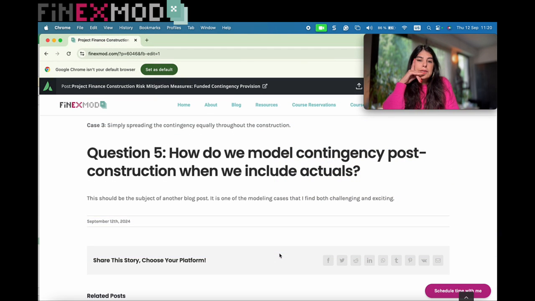Last thing as a question, I'm just going to pose it here and let you reflect on it, but it can also be the subject of another video: how are we going to monitor this funded contingency post-construction when we have actuals versus projections? How are we going to see how much we have spent and how much is left from this money that we funded during the appraisal stage?